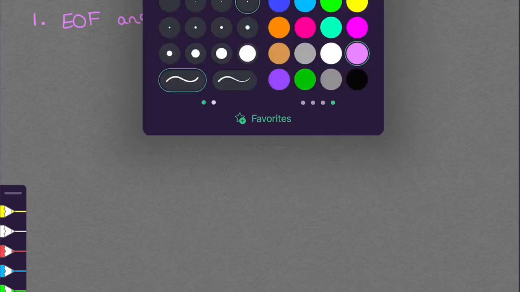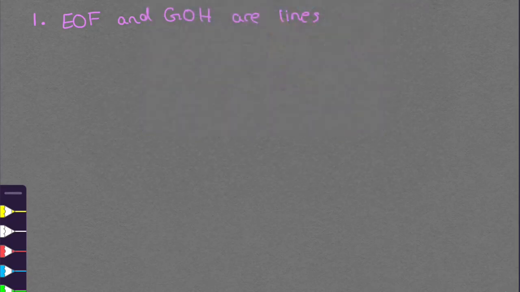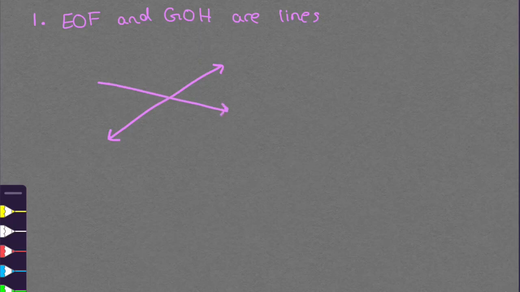The question number 1 I want to do is, I have an angle of EOF and GOH, which are the lines. So I'm going to draw it for you. The middle one is O, and the rest is as follows. Okay, this one is given as 133 degrees.